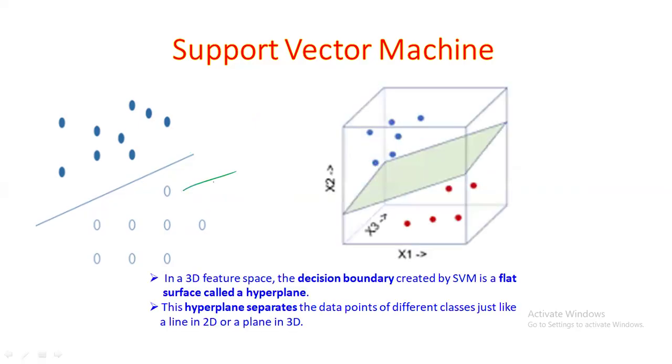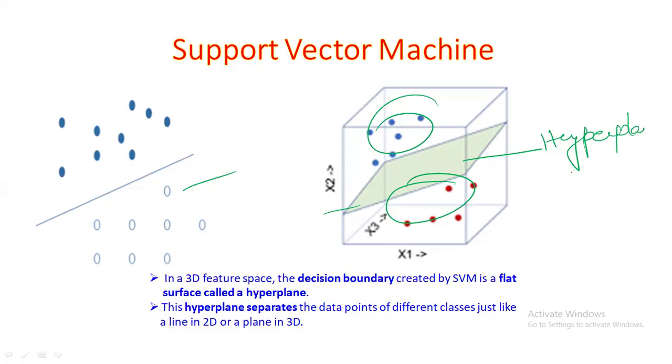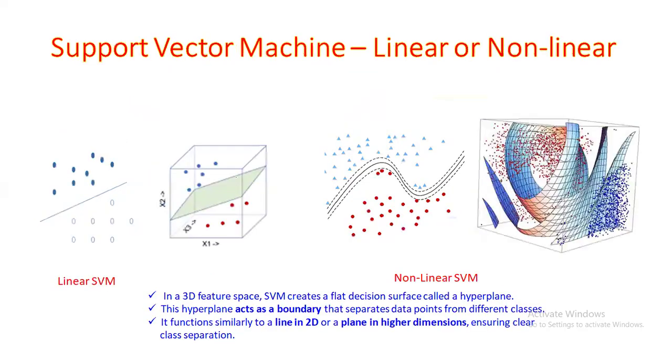And here, see, this is two-dimensional, this is three-dimensional. Here the classes are being classified by using a flat surface, which we can call the hyperplane. This hyperplane separates the data points of different classes, just like a line in 2D or a plane in 3D. This is linear in 2D, and here we can call it the plane in 3D. And here we can classify linear SVM and nonlinear SVM. Linear SVM, we can perfectly classify the positive class from the negative class. And here in 3D it is a plane.